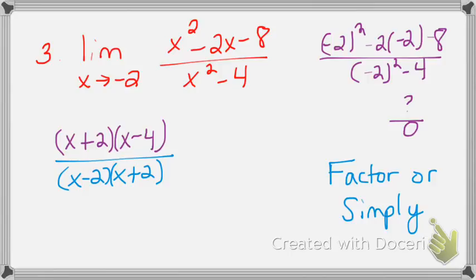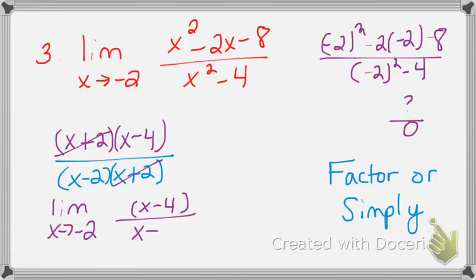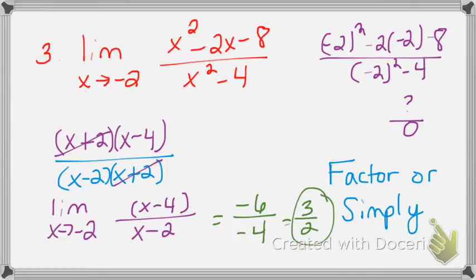Now, after you factor it, get rid of things that you need to get rid of. So now, basically what we're saying is that we can find the limit as x approaches negative 2 of x minus 4 over x minus 2. So then we plug in the negative 2 and see if it works. Negative 2 minus 4 is negative 6. Negative 2 minus negative 2 is negative 4. You can leave it or reduce and you get 3/2.